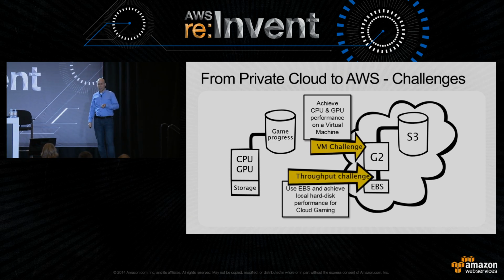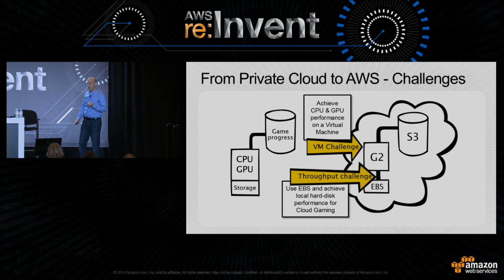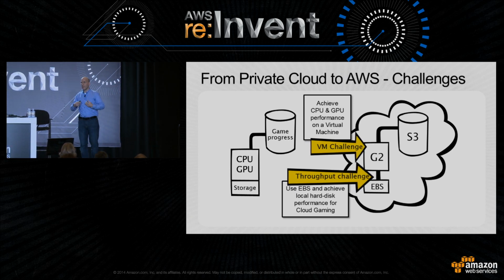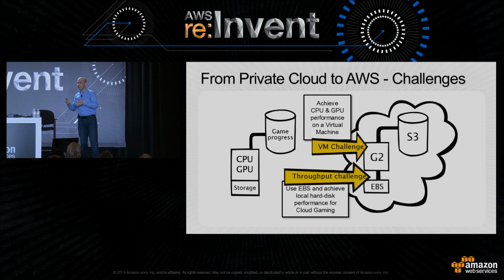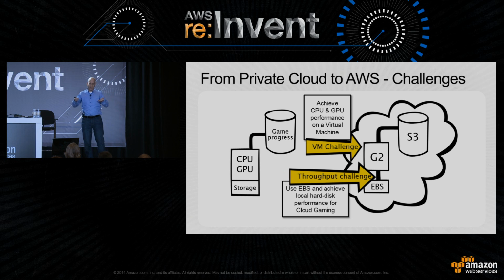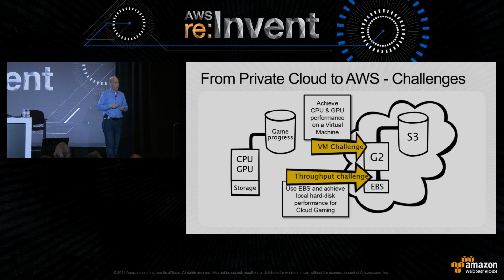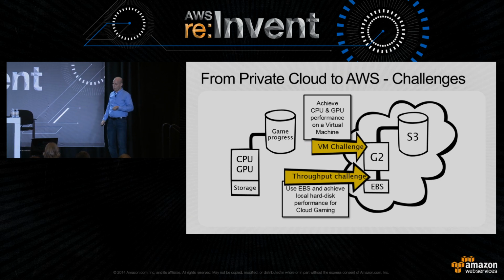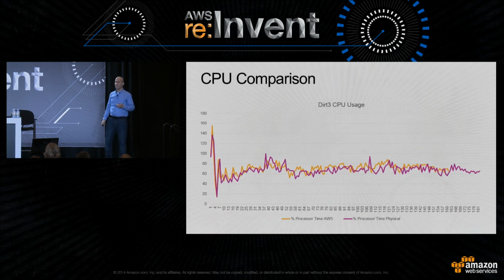And the second challenge is the throughput. So we are running many games on an instance, with I/O operations. Can the EBS give throughput performance as if it was a local disk? So as you can imagine, because you saw it's working, the answer is yes. But let's see how we got to that conclusion. So let's start with the CPU comparison.